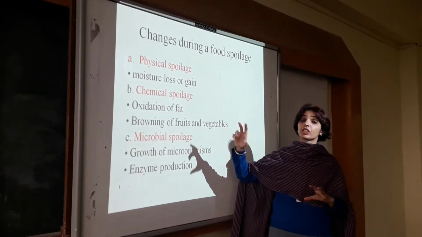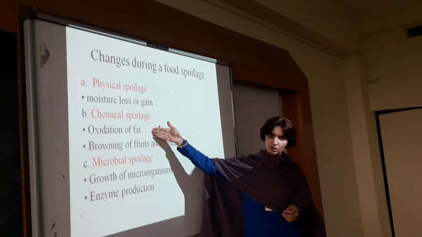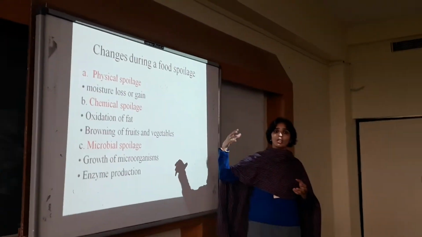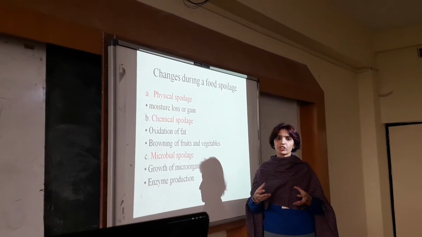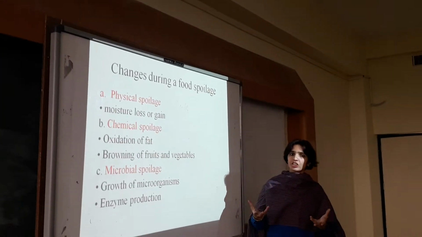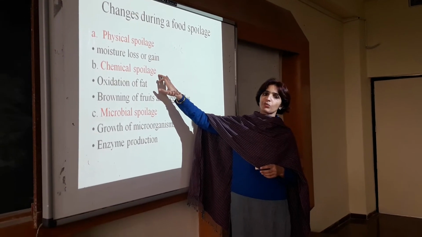Chemical spoilage means the coloration of that food stuff gets changed. It may be in the form of oxidation of fat, or browning of a fruit or vegetable. All of you know that when we keep a banana for one week or two weeks, the normal yellow coloration of the banana gets changed into a brownish one. That particular change is known as a chemical change or chemical spoilage.